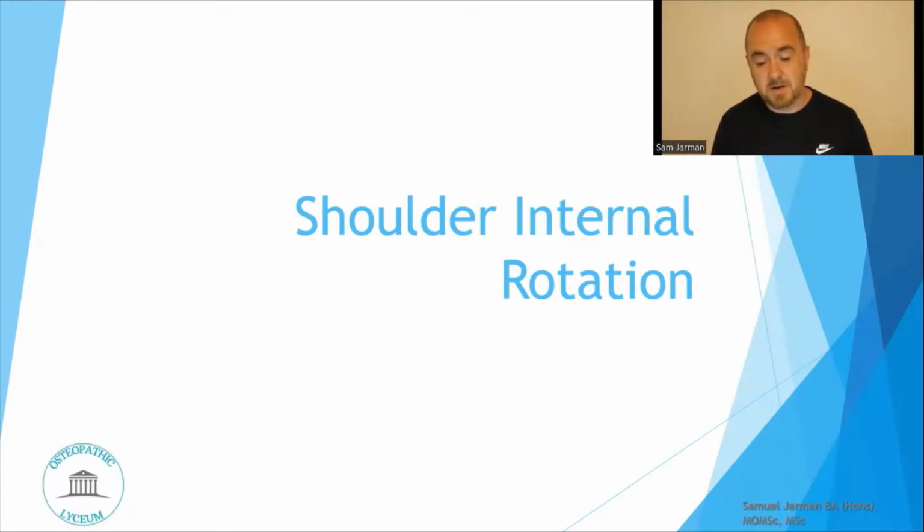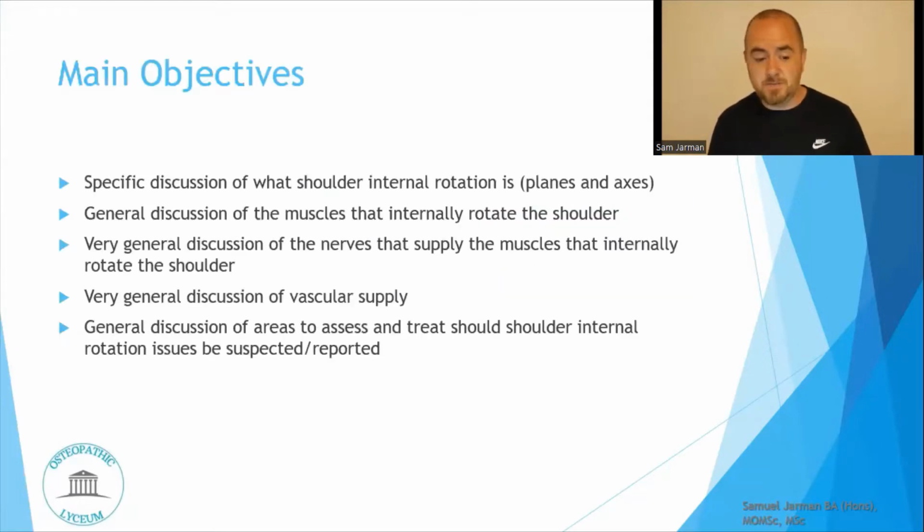Either way, our main objectives here are a specific discussion of what shoulder internal rotation is, and the planes and axes, which is where I'll talk about how the term internal rotation can refer to the same motion but in different planes. We'll have a general discussion of the muscles that internally rotate the shoulder, a very general discussion of the nerves that supply those muscles, and a general discussion of vascular supply, so we'll really look at it more or less as the neurovascular bundle. Finally, a general discussion of the areas to assess and treat should shoulder internal rotation issues be suspected or reported.